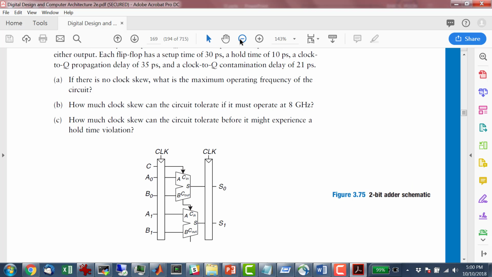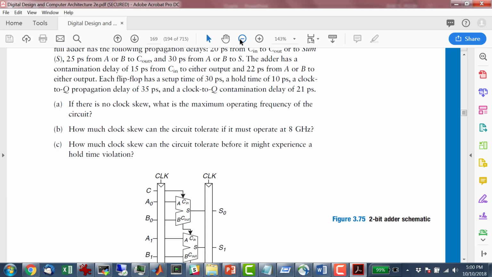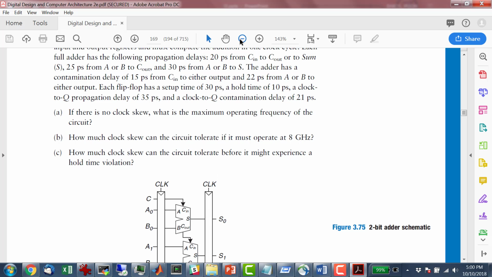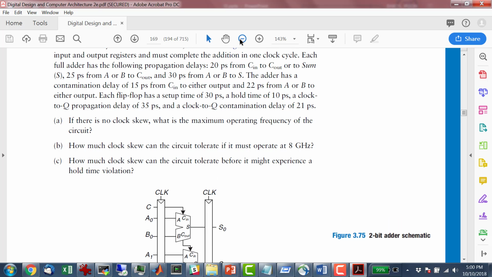So that's the propagation of the flip-flop, plus whatever the delay of the logic is, which is, I believe on this one, I think your maximum delay here, hopefully I don't screw this up, A or B to C out is 30 picoseconds. So going from A to B to C out is 30.